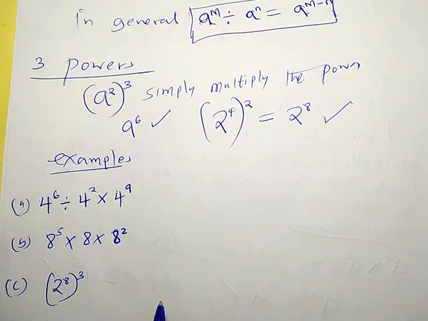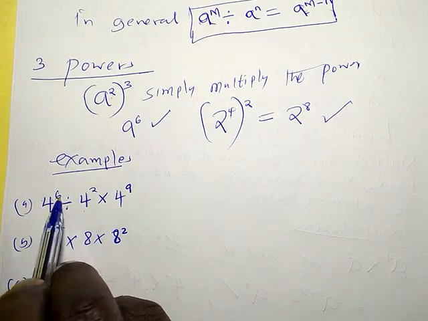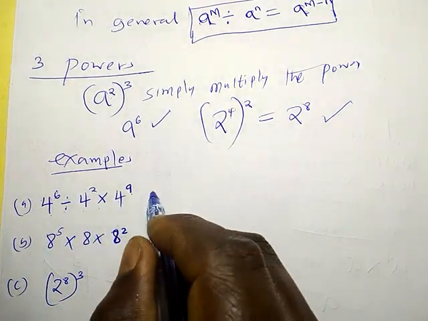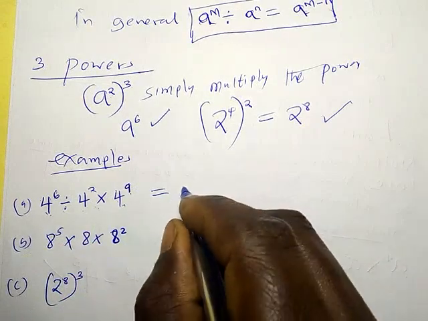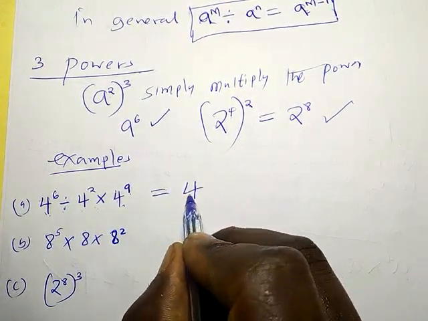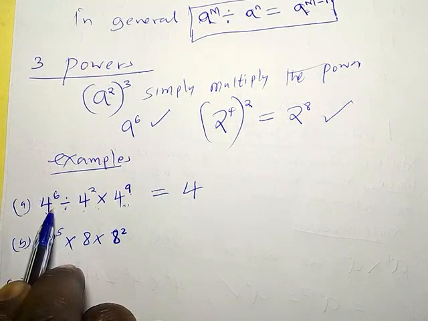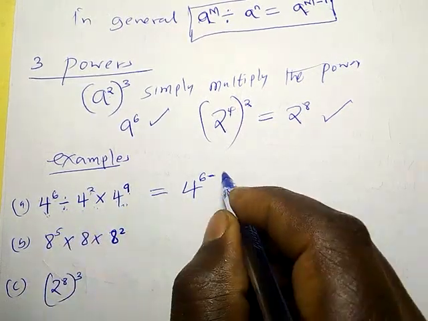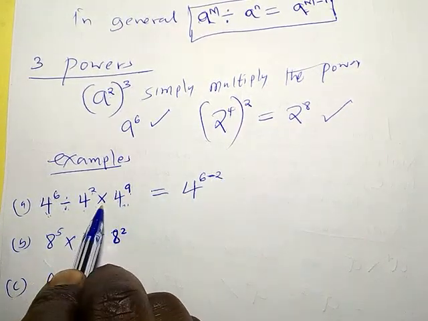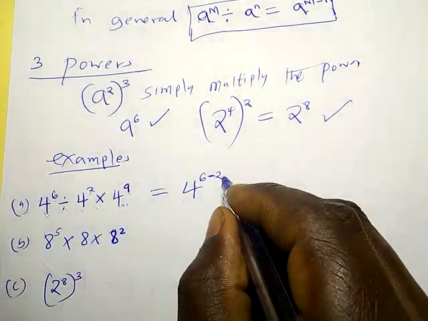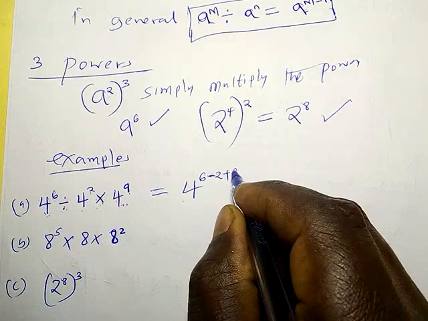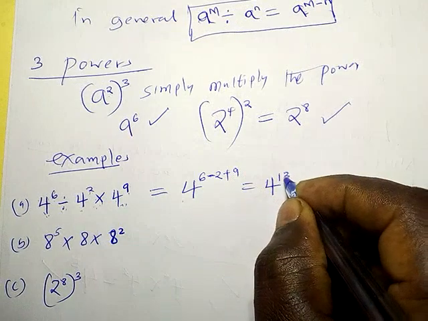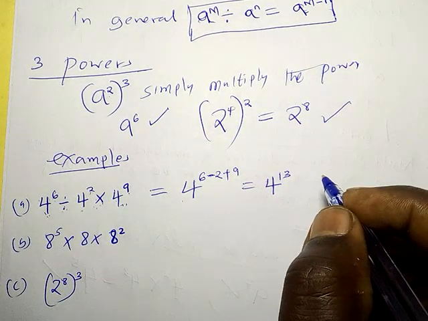I have some few examples here. 4 raised to power 6 divided by 4 raised to power 2 times 4 raised to power 9. So this one, the bases are the same, the rules apply. So 4 is the base, and then now 6 here, division means subtraction, so we subtract 2, the power here, and then this has been multiplied and the power is 9, so for this multiplication we add 9, and this one will give us 4 raised to power 13.